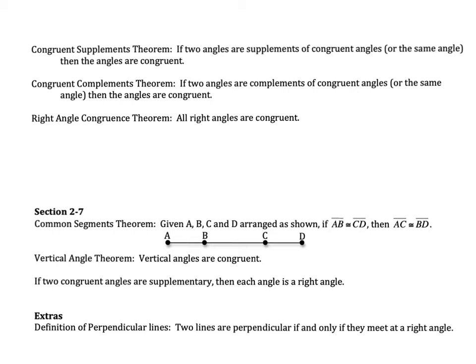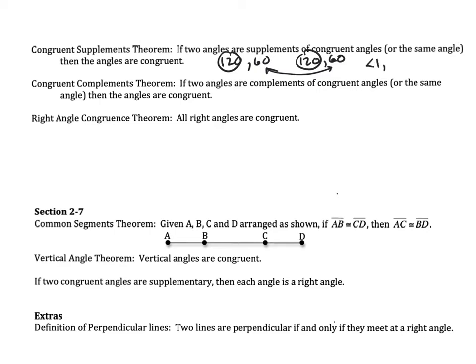Congruent supplements theorem is not one we use very often, but basically it says that if two angles are supplements of congruent angles, so imagine, let me put a number in here. If I had 120 and 60, 120 and 60, do you see how 120 and 120 are supplements of angles that are both 60?